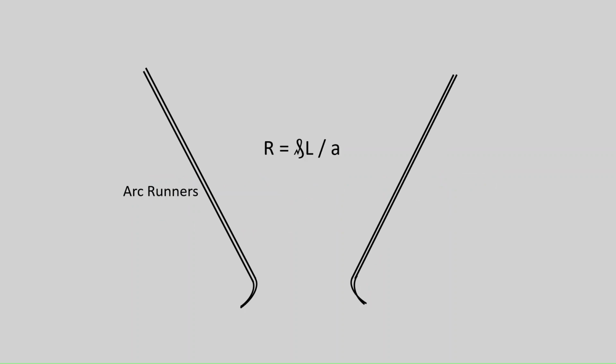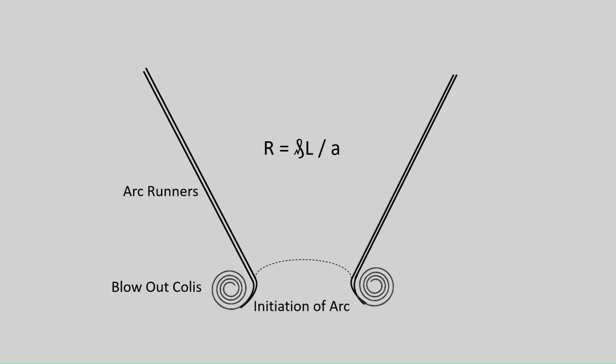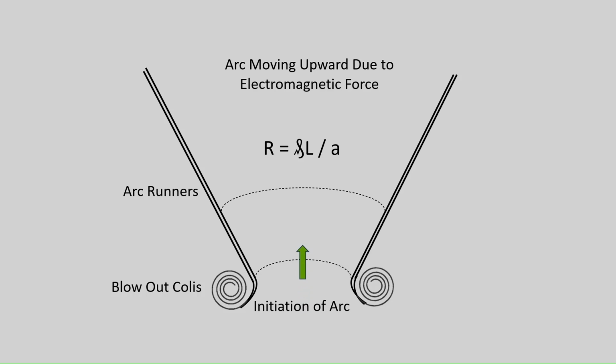to length. Arc runners are horn-like blades of conducting material which are connected to the contacts of the circuit breaker with their tips radiating upwards in a V shape. Blowout coils are inserted at the bottom of the arc runners. The arc originates at the bottom and is blown upward by electromagnetic forces produced by the blowout coils. As the arc moves upward, the length of the arc will get increased.